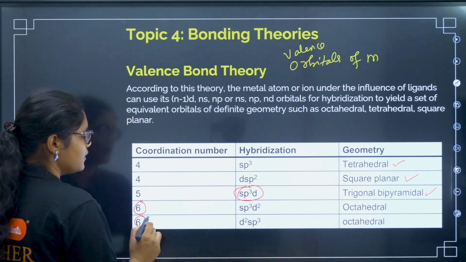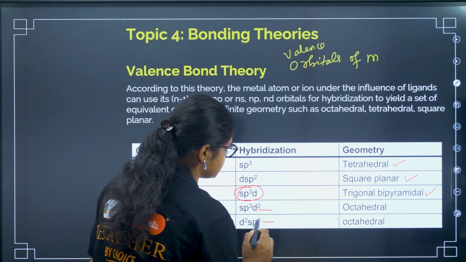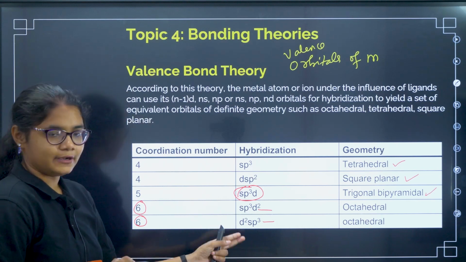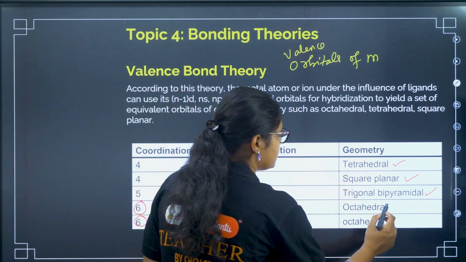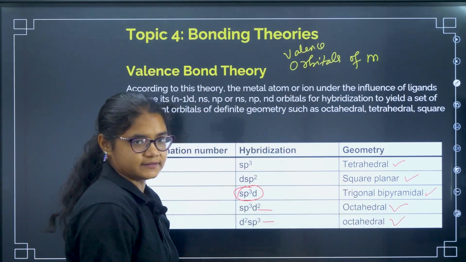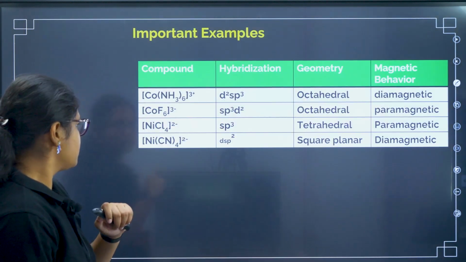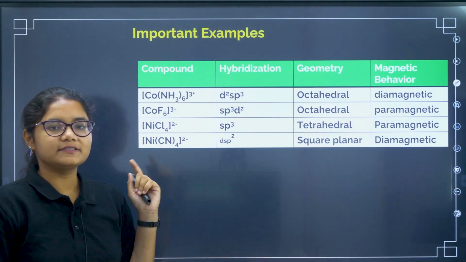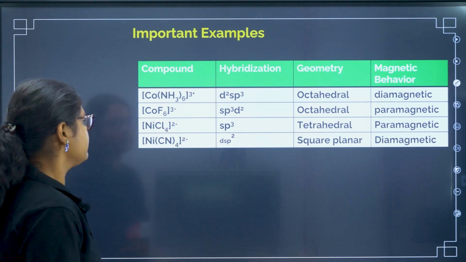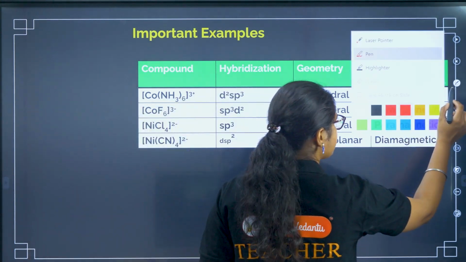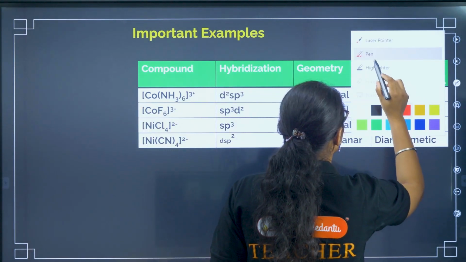Coordination number 6 can have 2 types of hybridization, sp3d2 and d2sp3. So we will get geometries like octahedral in both the cases. Now I have taken some important examples that are there in the NCERT. I have made a table. So first of all, you should remember some important points here.